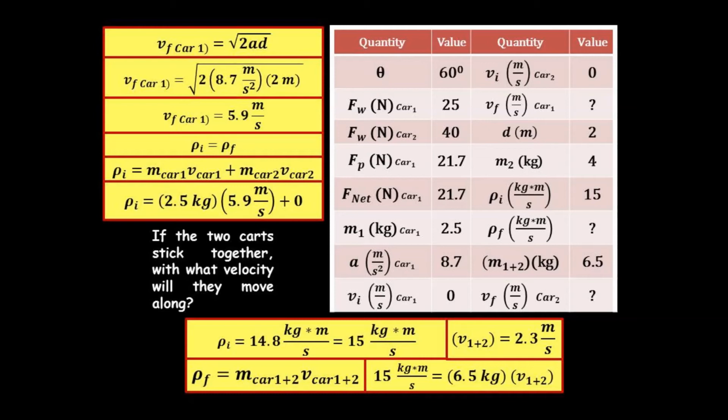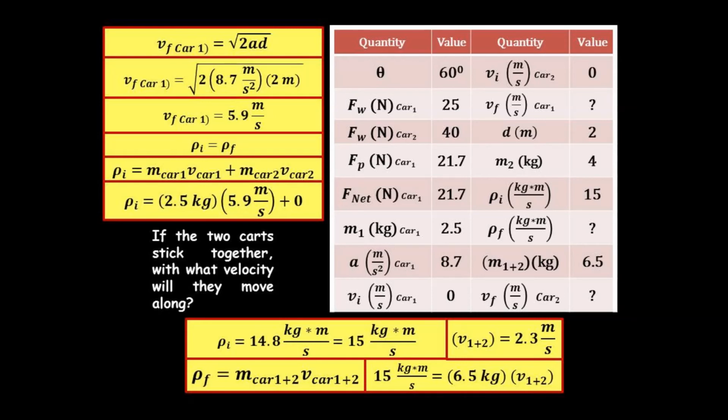plus the mass of cart 2 times its velocity, and I find that cart 1 is 2.5 kilograms, the velocity it achieves is 5.9, the mass of cart 1 times its velocity. For cart 2 it is 0, that's going to be the initial velocity of the cart before it is struck. The entire initial momentum is generated by cart 1 accelerating and attaining a velocity of 5.9.